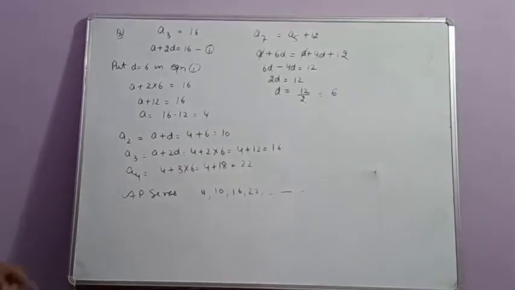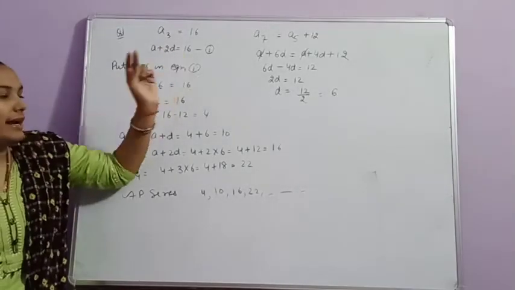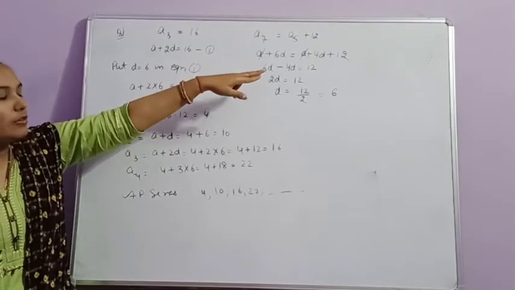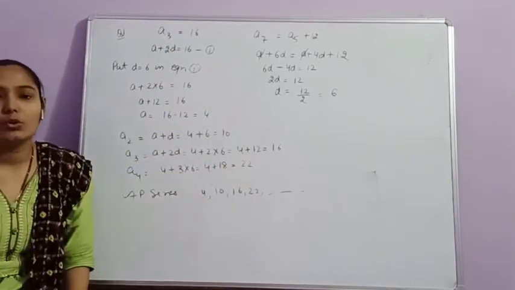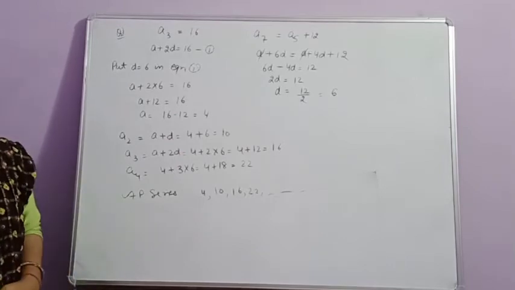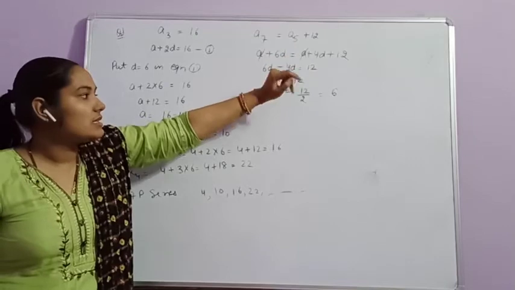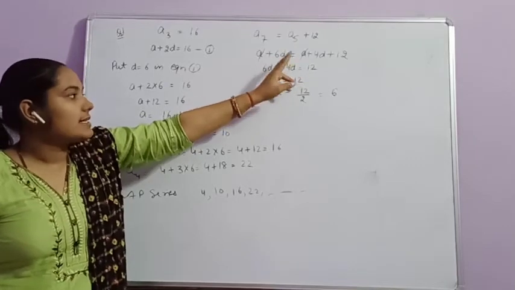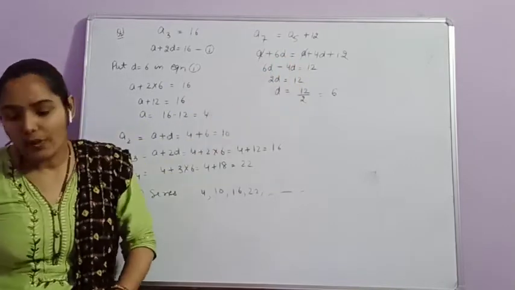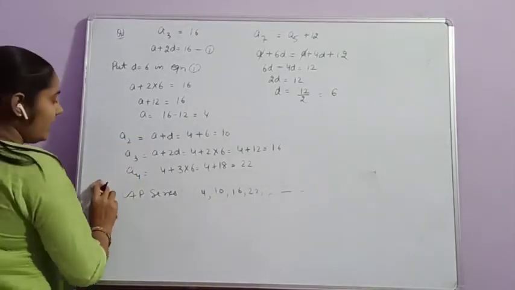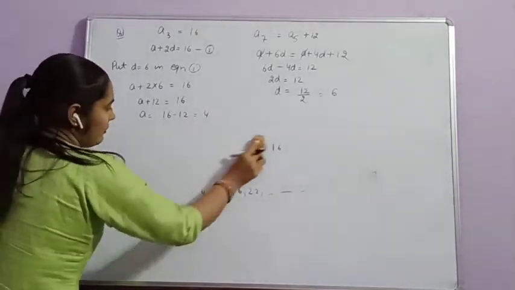Firstly, A3 can be written as A plus 2D is equal to 16, and it is given that 7th term exceeds 5th term by 12. It means 7th term is equal to 12 more than 5th term. We can open A7 as A plus 6D and A5 as A plus 4D. A is cancelled out, 6D minus 4D is equal to 12, and value of D is equal to 6. By putting value of D in equation 1, we find out the value of A and other terms of AP series.